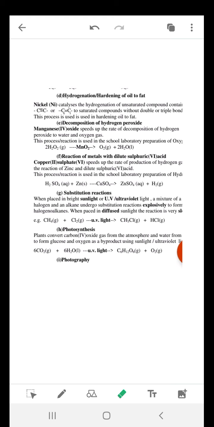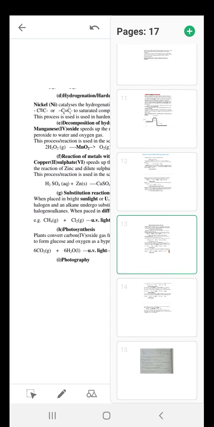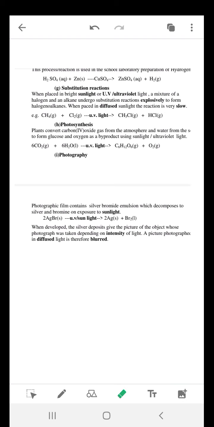Then in photography, also sunlight is used as a catalyst. Photographic films contain silver bromide emulsion that decomposes to silver and bromine, so they should be exposed to sunlight for those products to form.